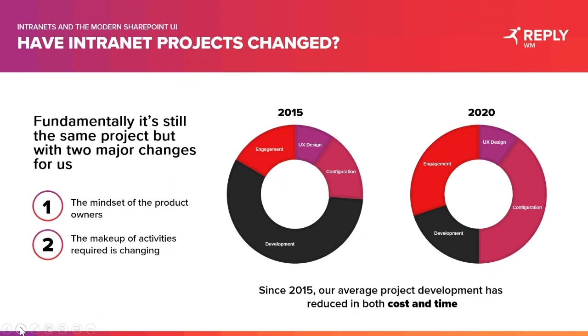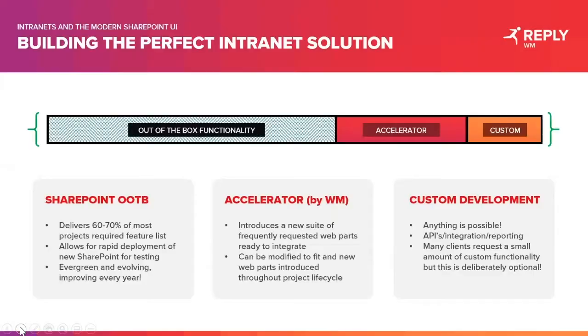Another thing that I'd like to point out is that the mindset of the product owners is changing. They're much more willing to go with SharePoint out of the box. And after seeing all those features available to you out of the box, I'm sure you can understand why. And also, the organization has probably already invested in Office 365 licensing. So why wouldn't you be looking at ways to get the most out of your investment? Given that, we're aiming to deliver as much functionality out of the box as possible.